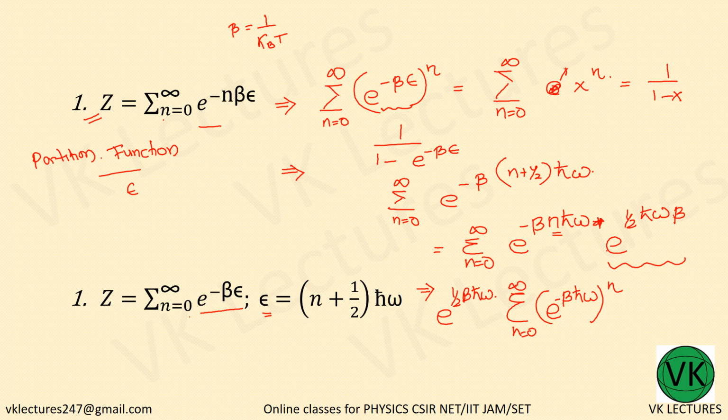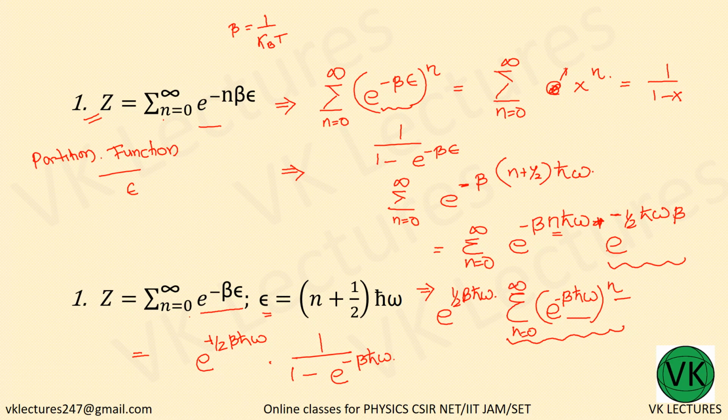Now this entire term is nothing but sum over n equal to 0 to infinity x to the power n, that is equal to 1 divided by 1 minus x. So e to the power, one minus sign will be there, minus half beta h cross omega into 1 divided by 1 minus x. x is nothing but e raised to minus beta h cross omega.